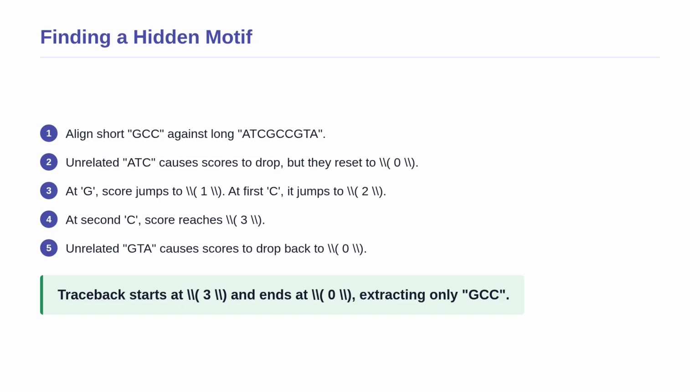The matrix stays at 0 until it hits the matching GCC section. The score climbs to 1, then 2, then peaks at 3. The trailing letters drive it back to 0. We trace back from the 3 until we hit a 0, perfectly extracting our hidden motif.